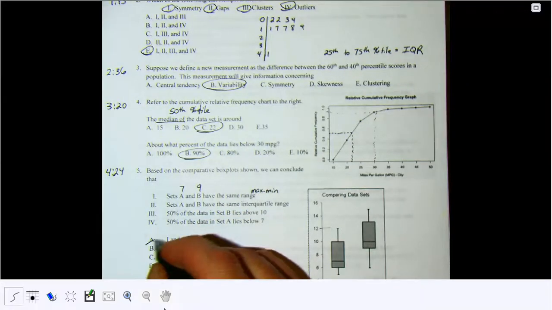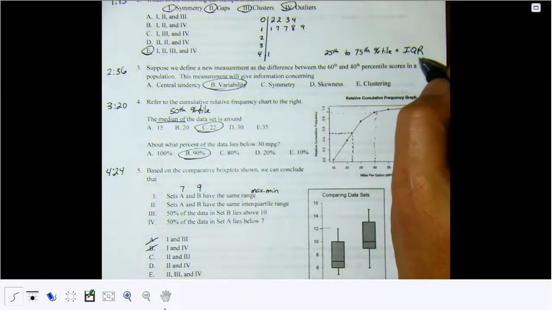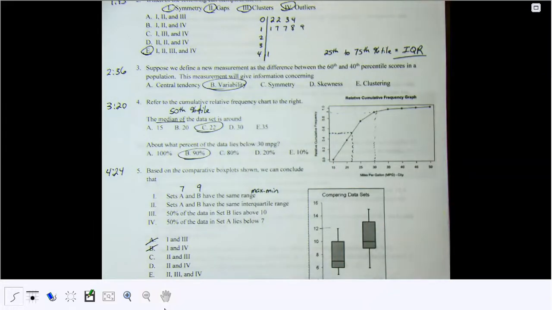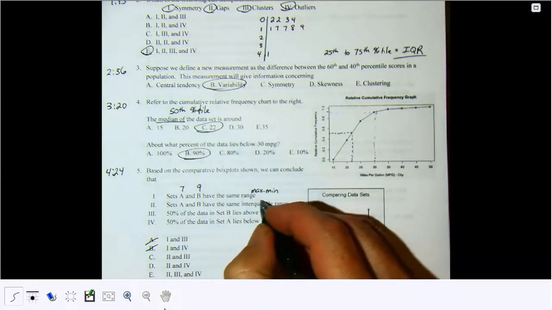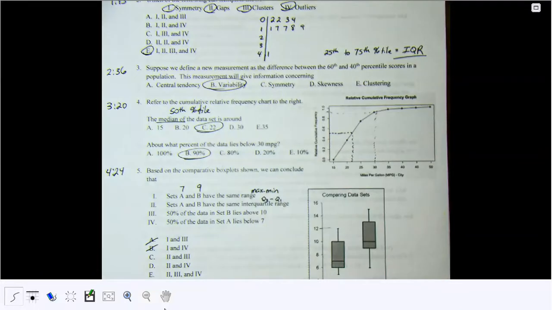So that means we can rule out A and B. Sets A and B have the same interquartile range. Earlier we discussed what the interquartile range was. It's the difference between your 75th and 25th percentile, so it's the distance of your boxes. Quartile 3 minus quartile 1 is your interquartile range.